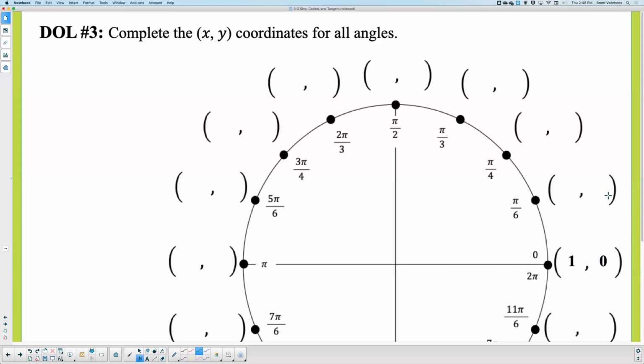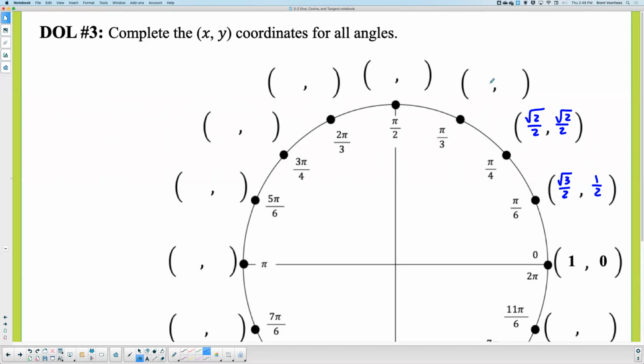What's the next at pi over 6? What's that sine value there? 1/2. What was our cosine value at pi over 6? Square root of 3 over 2. Okay, now let's go on to pi over 4. What was the sine of pi over 4? You can just look at your chart. Square root of 2 over 2. And what was your cosine at pi over 4? Square root 2 over 2. Good. Do you see how this works?